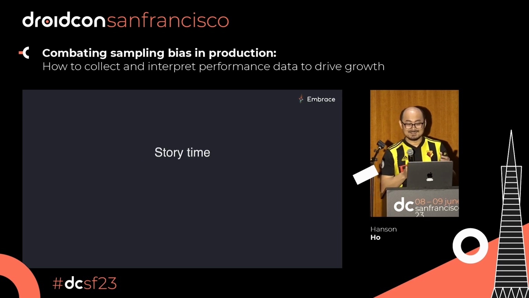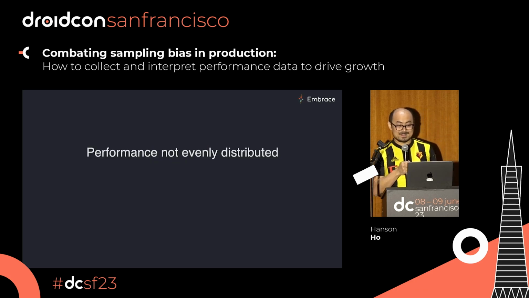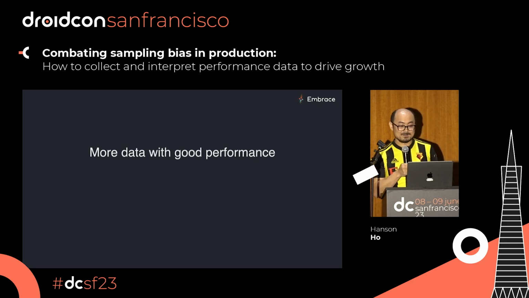It is, sort of. So I'm going to tell you a little story right now about my time at Twitter and what I learned by looking at lots and lots and lots of data points. That performance is not evenly distributed amongst your user base. Typically, users that use the app more experience better performance. There is a correlation if you look at the data. There's more data with good performance than there is data of bad performance. The distribution is skewed to the good performance side.